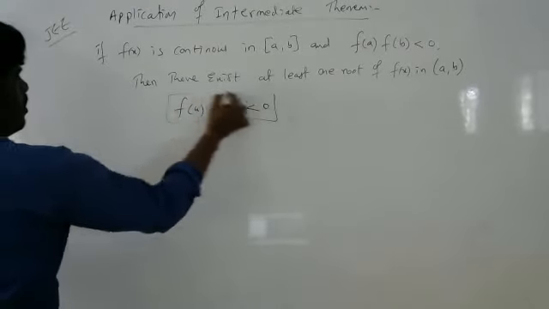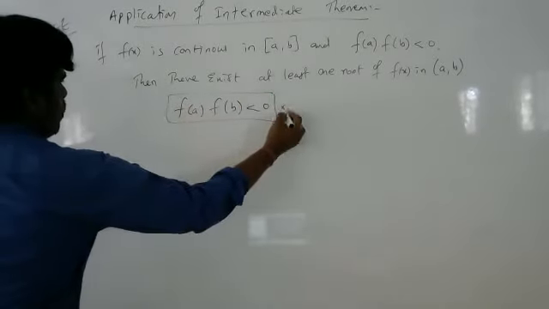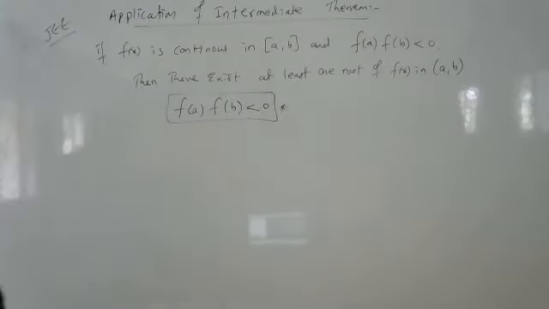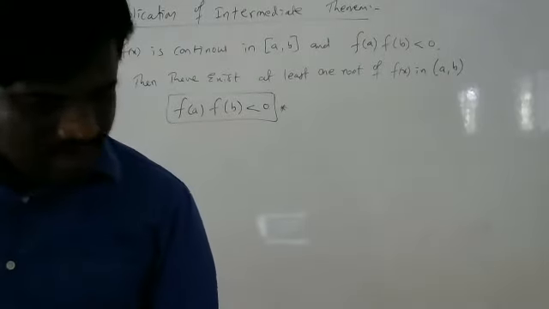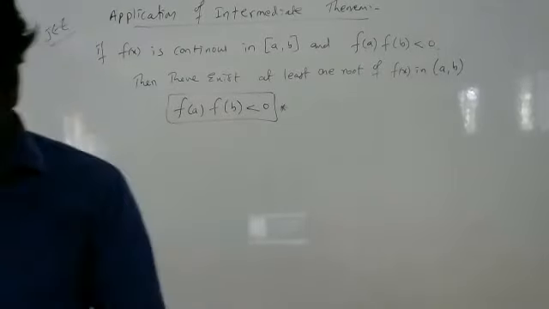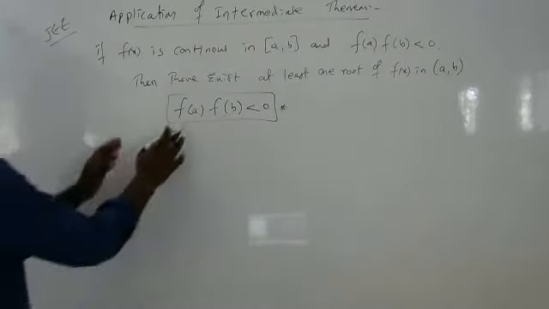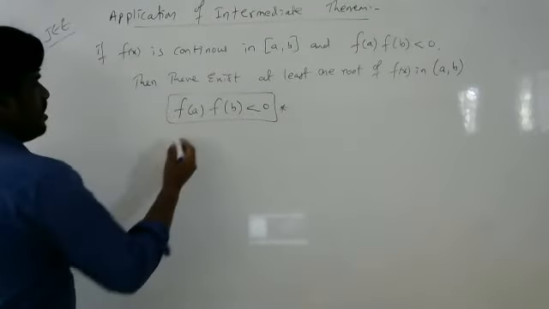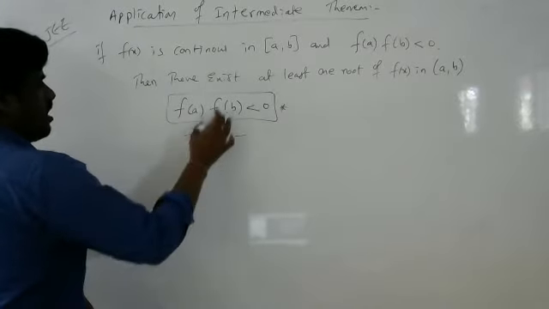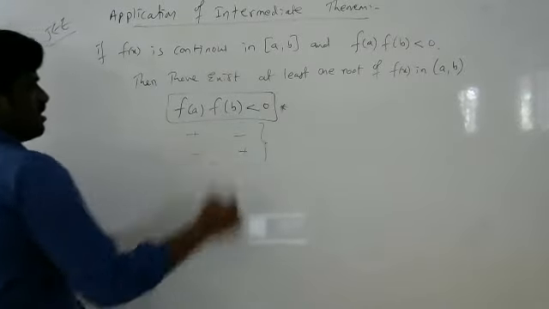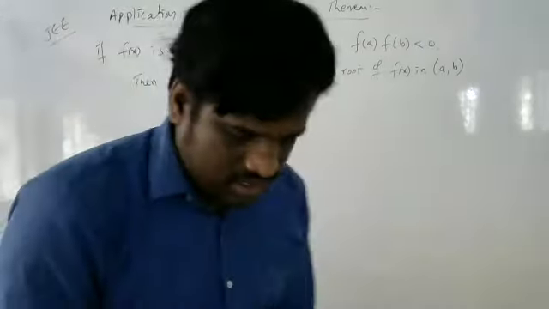This is going to play a crucial role while solving the problems. f(a) into f(b) is less than 0. This is the application of the intermediate value theorem. So when does it happen? f(a) into f(b) less than 0, when does it happen? If f(a) is positive and f(b) negative, or f(a) negative and f(b) positive. In these cases, this is going to happen. Plus minus, minus plus.